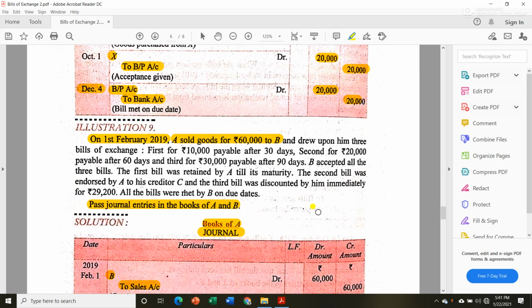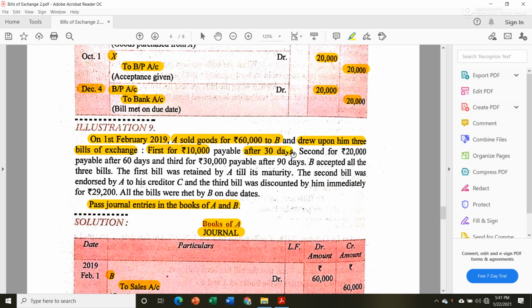So on 1st February itself, A drew upon him 3 bills of exchange. Okay, now here in this question we are dealing with 3 different bills of exchange. Okay, let us see. First bill is worth rupees 10,000, that is payable after 30 days.